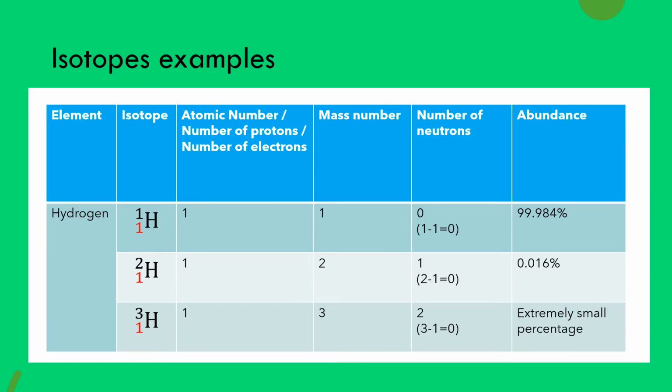There are actually different examples of isotopes. For all the isotopes, you will notice the atomic number, the number of protons, and the number of electrons won't change. However, the mass number will change as the number of neutrons changed. The abundance varies significantly.